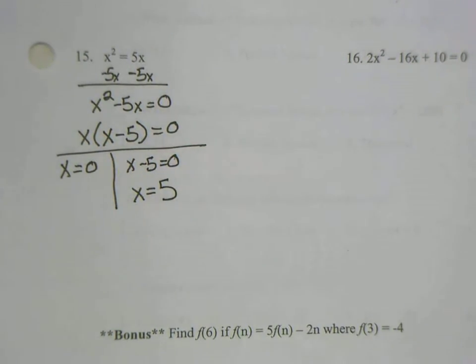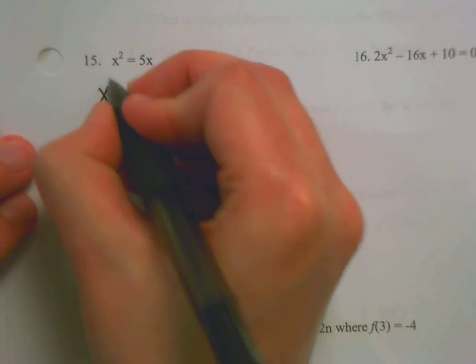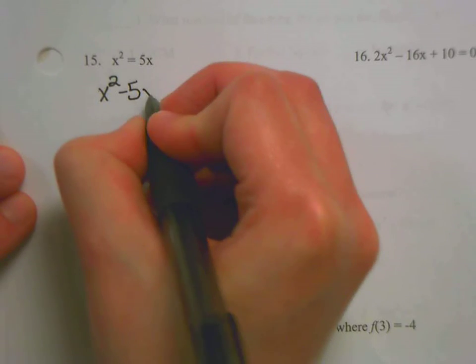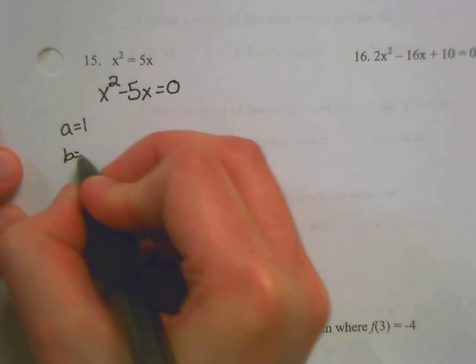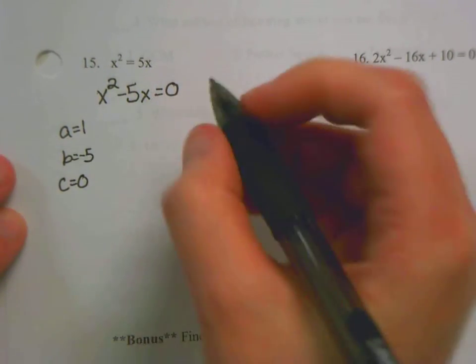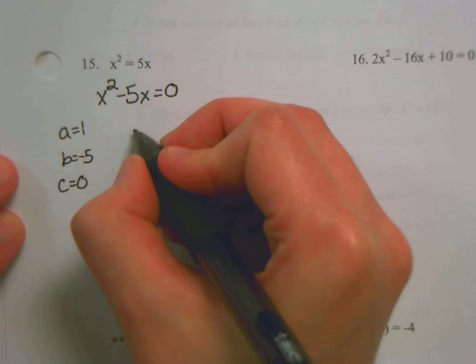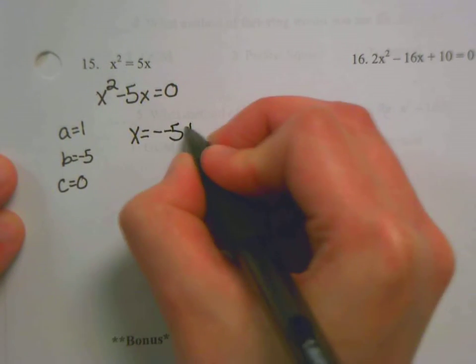If you, again, don't like any other method and you wanted to do the quadratic formula, again, it would have had to been set equal to 0. So then A is 1 and B is negative 5, and then C would have been 0 because there was no whole number on this one. So if you plugged in, it would have looked like this.